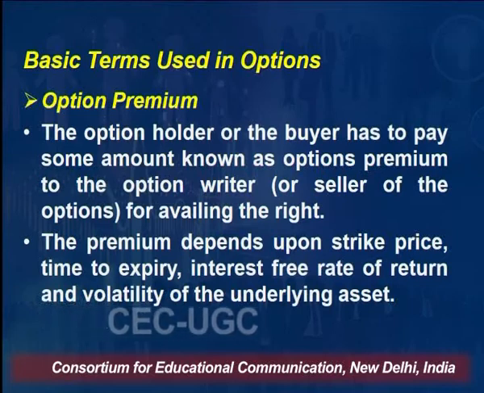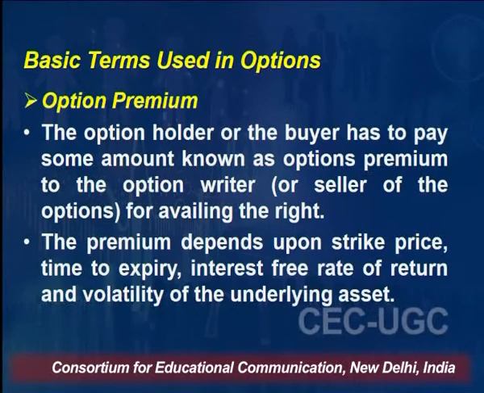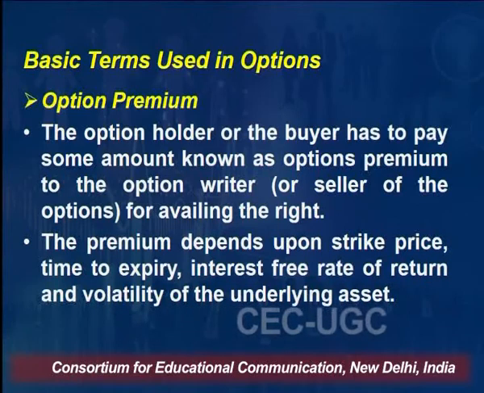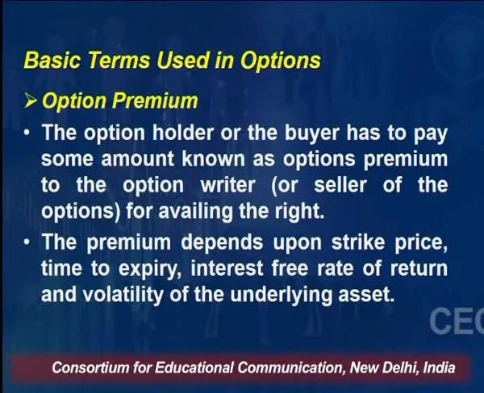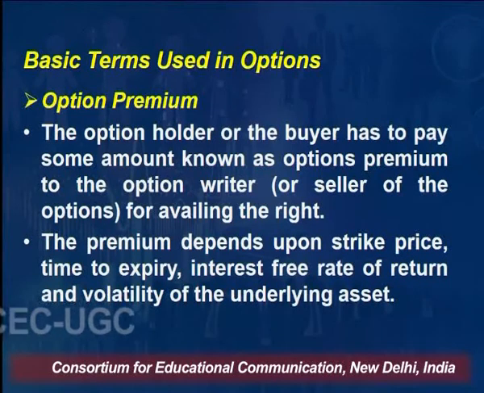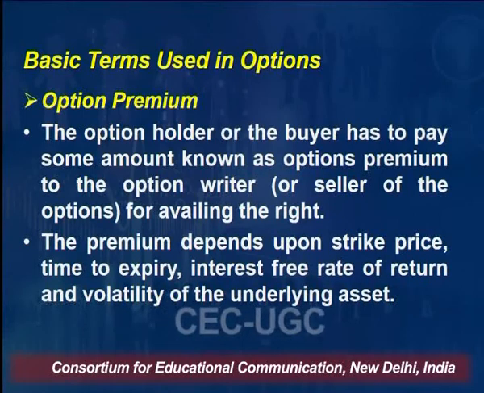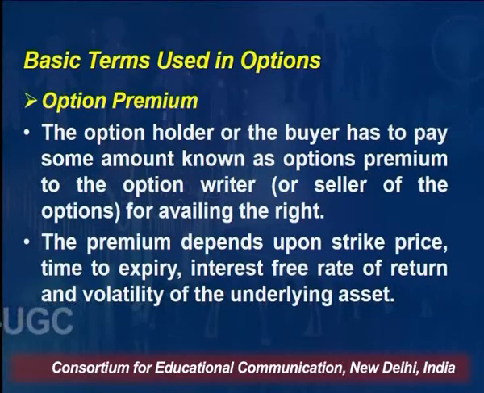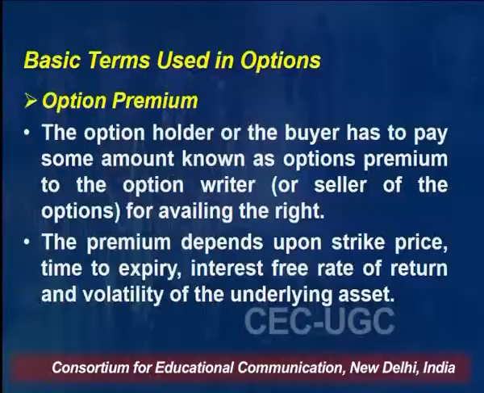Option premium. Since the option holder is buying a right without an obligation, for buying this right the option holder will have to pay a premium, that is called the price. And to whom has this price to be paid? It has to be paid to the seller, the option writer, right? So this premium depends on the strike price, the price at which the contract will take place, and time to expiry. The longer the time to expiry, the more the risk involved. So when the time period is long, the premium amount increases, and vice versa.